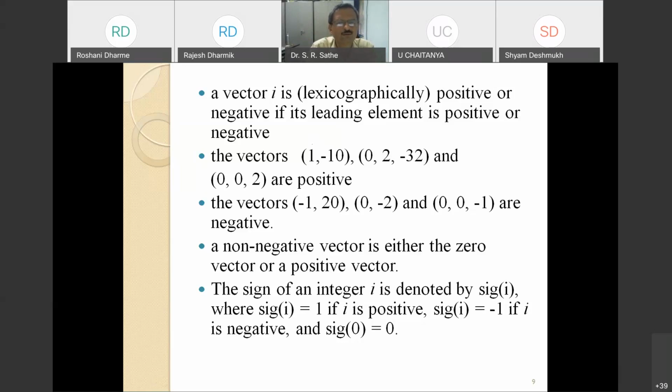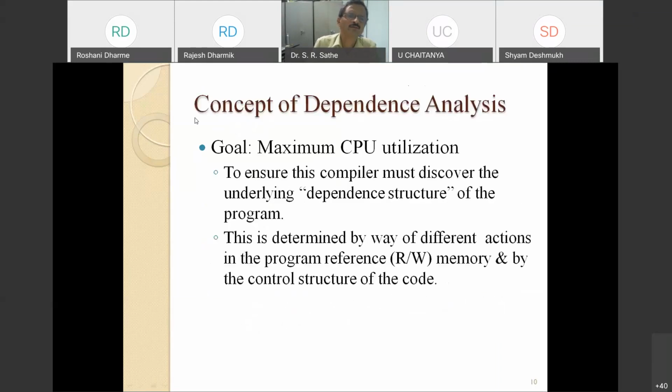A non-negative vector is either the zero vector or a positive vector. The sign of an integer I is denoted by SIGN(I), where sign(I) equals 1 if I is positive, sign(I) equals minus 1 if I is negative. For example, sign of plus 5 is 1, sign of minus 5 is minus 1, and 0 has a 0 sign. Okay. Now here we will start the concept of dependence analysis.